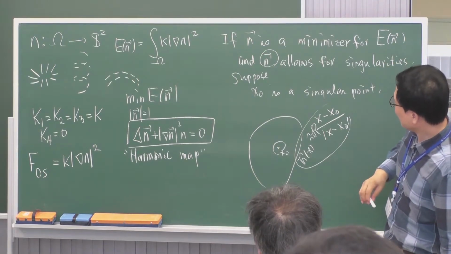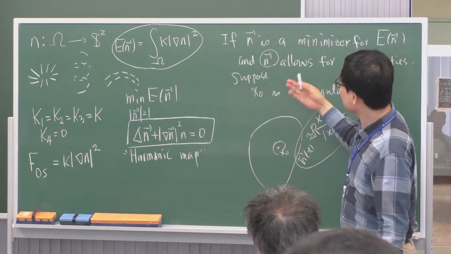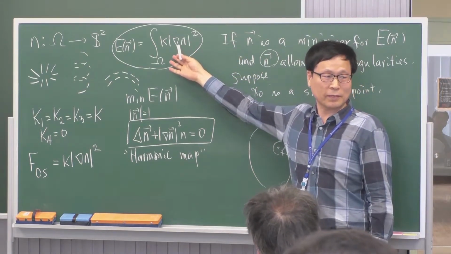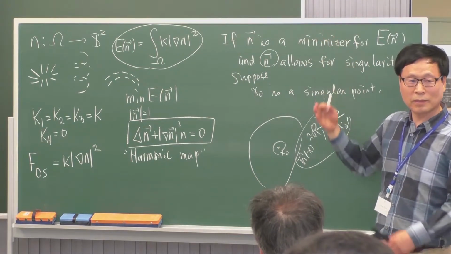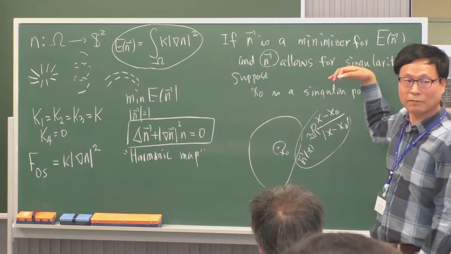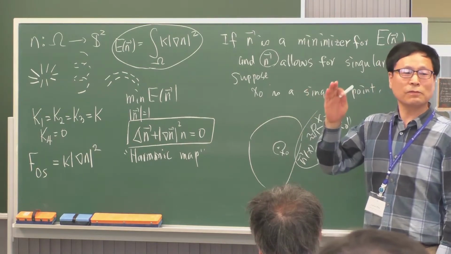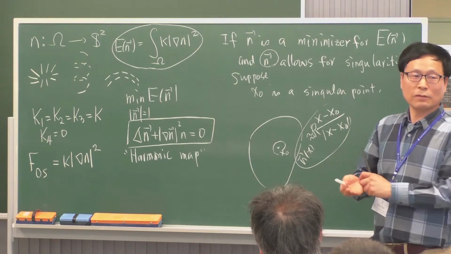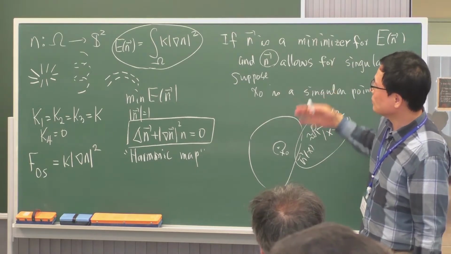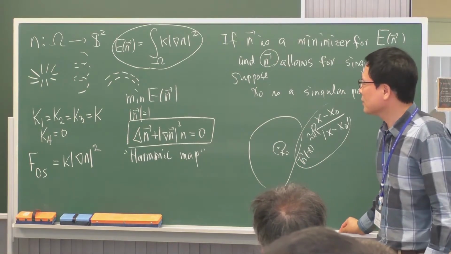For this case, n allows for singularities and the singular points are finite. But in general, for Oseen-Frank energies, it is not known whether the singular points of minimizers are finite or infinite. It could be infinite, but the Hausdorff measure of the singular set is less than 1. We don't know whether it is finite or not. That's one of the open questions.